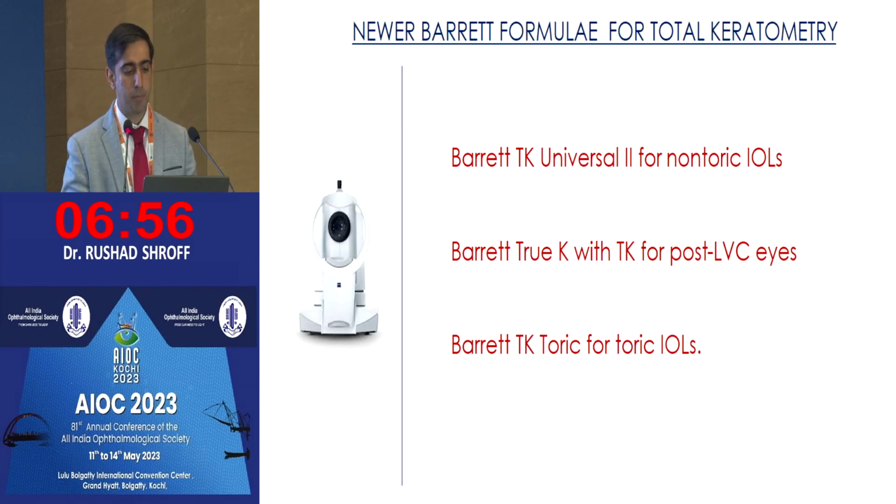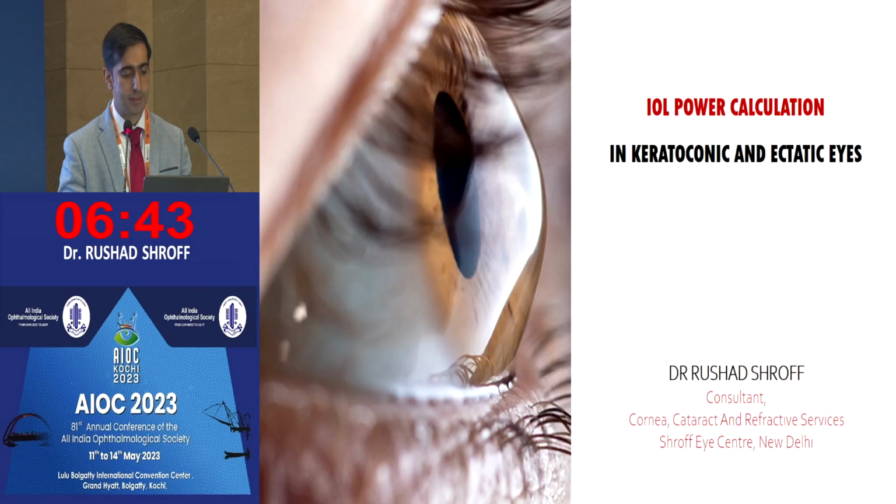So the newer Barrett formulas for the total keratometry include the Barrett TK Universal 2 for non-toric IOLs, Barrett True K with TK, which is basically for post-laser vision correction eyes, and the Barrett TK Toric for toric IOLs.